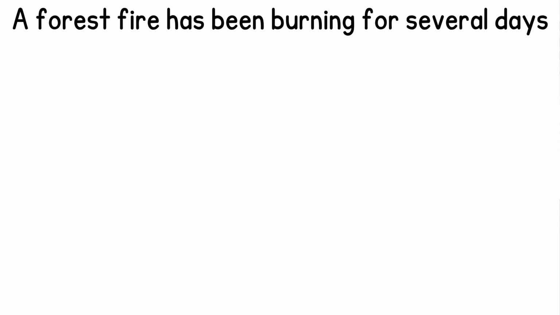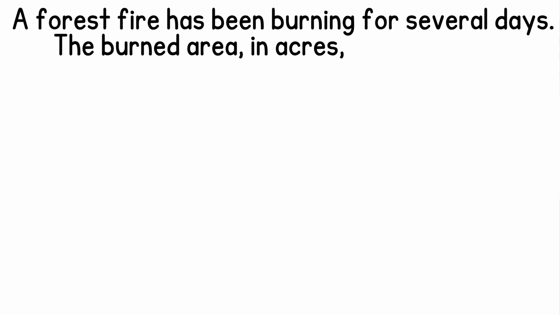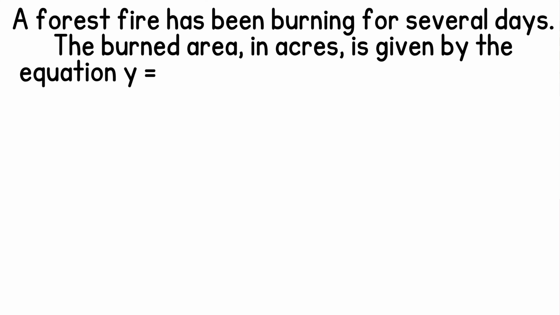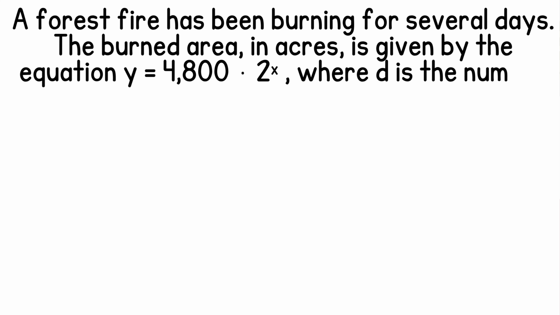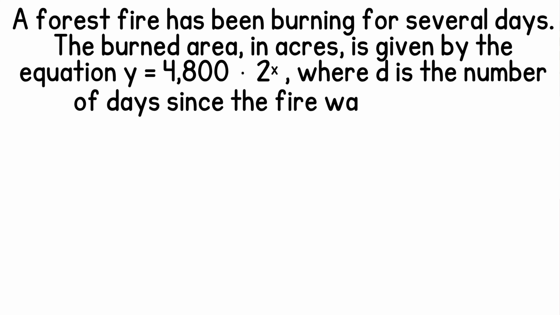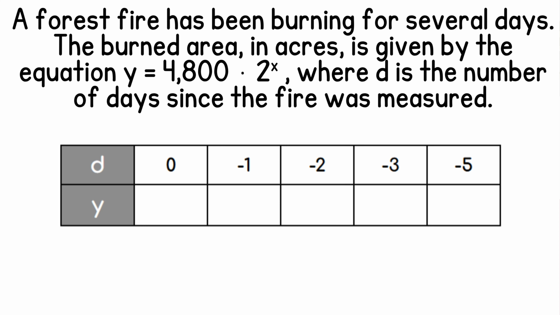In our next example, a forest fire has been burning for several days. The burned area in acres is given by the equation y equals 4,800 times 2 to the x power, where d is the number of days since the fire was measured. So we'll fill out this table with the given d values. If d is 0, then we just have our initial measurement of 4,800. If d is negative 1, then our x value becomes negative 1.